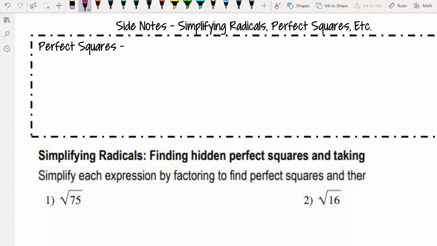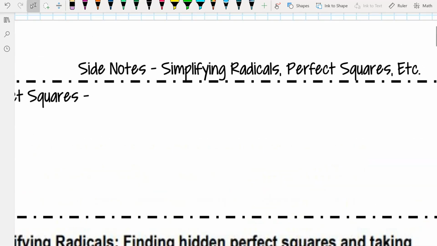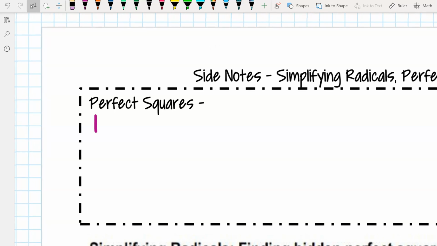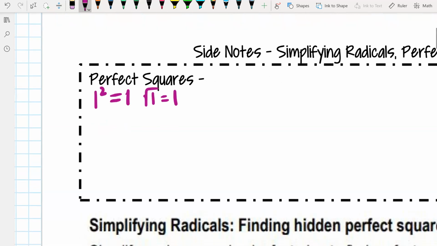So a perfect square is when you have a number, then you square it or take the square root of it, you get a real number, a rational number out of it. So what I mean is we have 1 squared, which equals 1. So if we were to take the square root of 1, we would get 1 out of it. Same thing with 2. If we square 2, we would get 4, which means if we take the square root of 4, we would get 2.